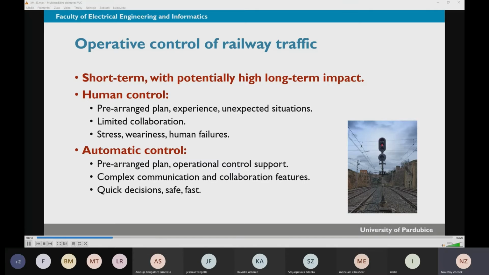An automatic control uses prearranged plans as well, supplemented by a decision-making support. Computers are capable of fast and complex communication and collaboration, providing quick and, if implemented well, safe decisions.